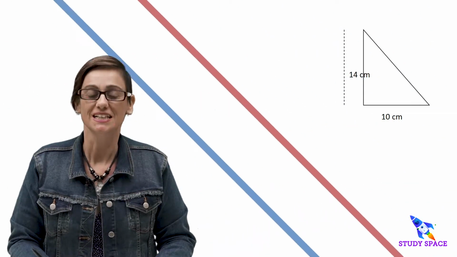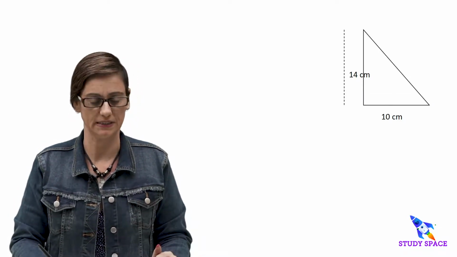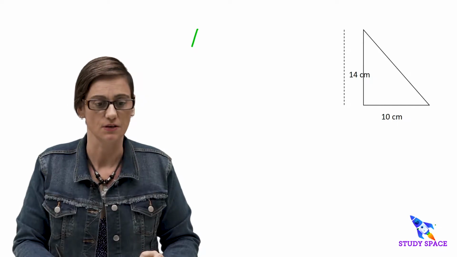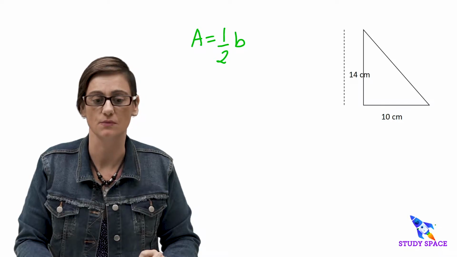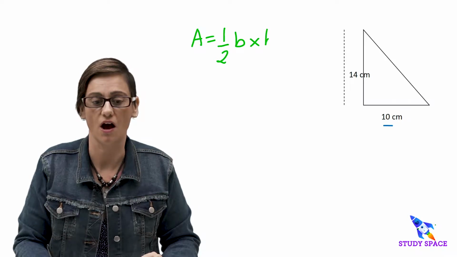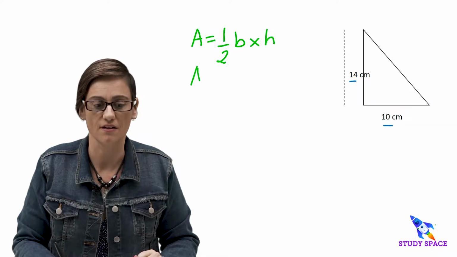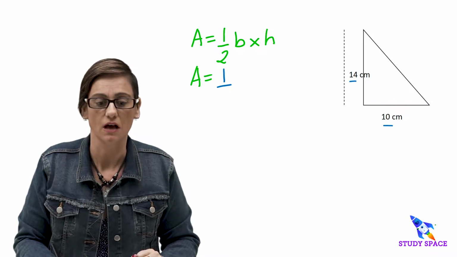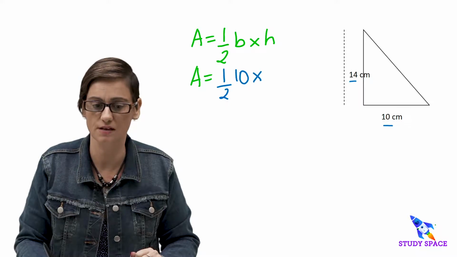Let's do another one. In our next example, boys and girls, we have a slightly different triangle, but the formula still stays the same. Okay, so let's write our formula first. So area equals half base, so base in this instance is 10, times our height, which is 14. Okay, so let's plug those numbers in. So area equals half of 10, which is our base, times our height, which is 14.